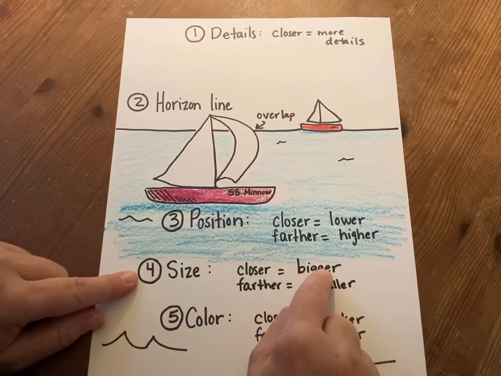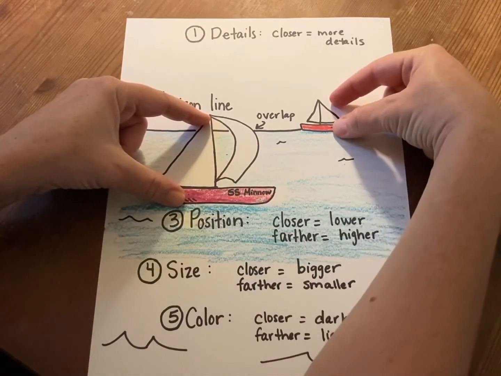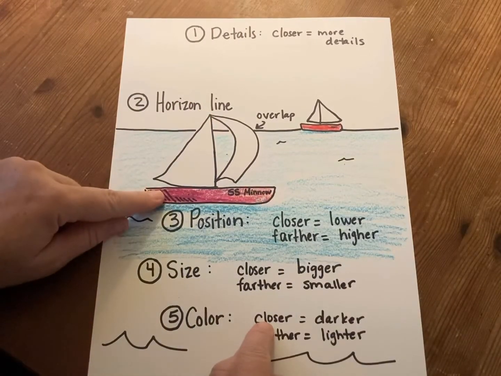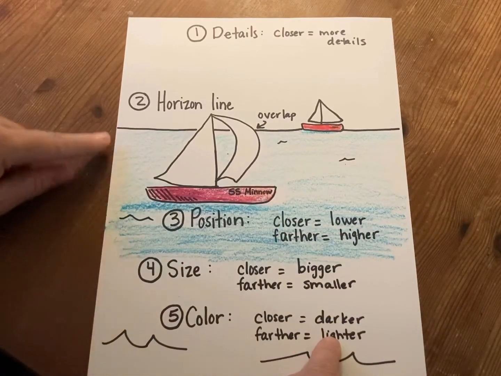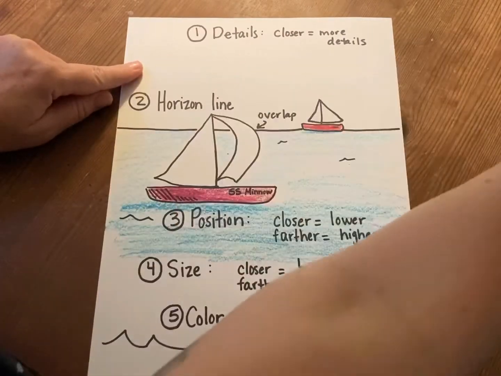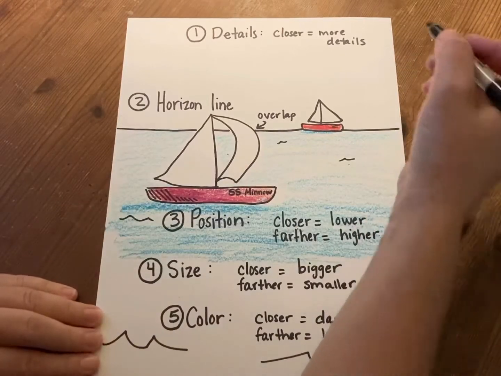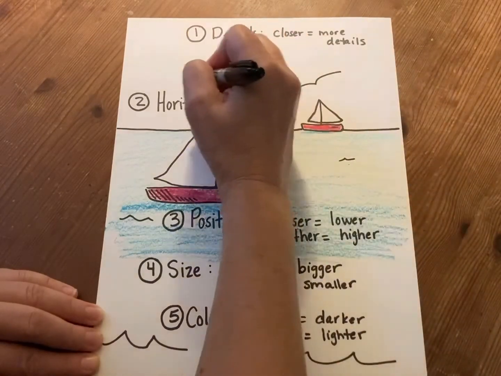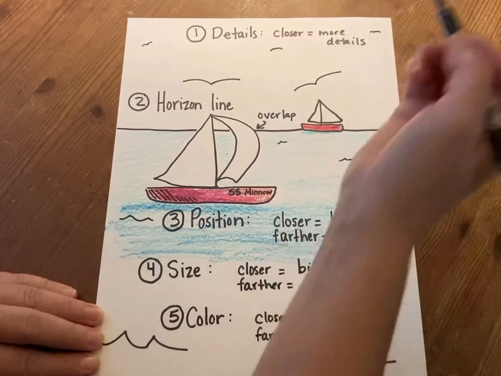Also, the size of the objects will give you depth. Closer objects will be bigger, and objects that are farther away will be smaller. And when you add color, objects that are closer will be darker, and objects that are farther will be lighter. If I wanted to add birds to this picture, I would think about where I want to position each bird. Birds that are closer to the viewer are going to be larger, and birds that are farther away are going to be smaller.